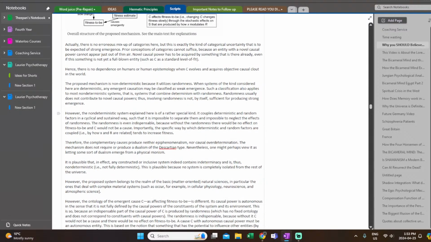The mechanism does not require or produce a dualism of the Cartesian type. Technically, no, but I would argue that not of the Cartesian type, but maybe of a different type, because Cartesian dualism is limited, and even the word dualism is limited. It should be considered a new level, let's say, a new level of concepts that doesn't have the same rules as lower level concepts.